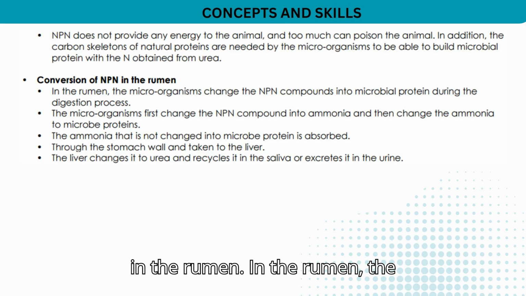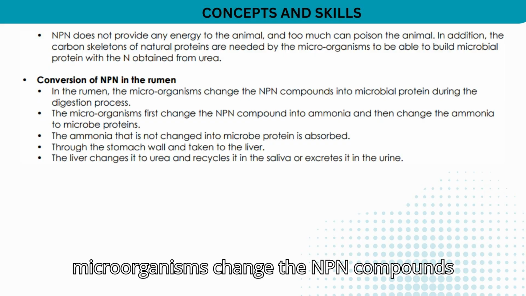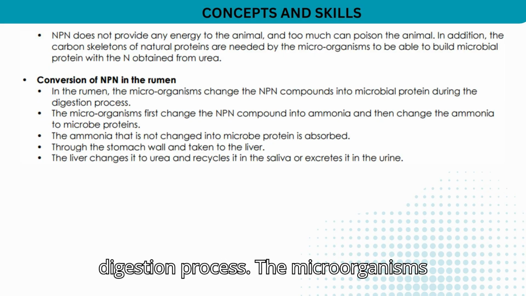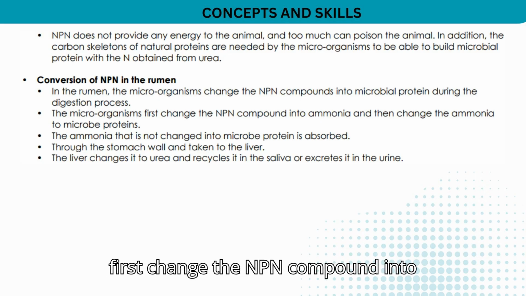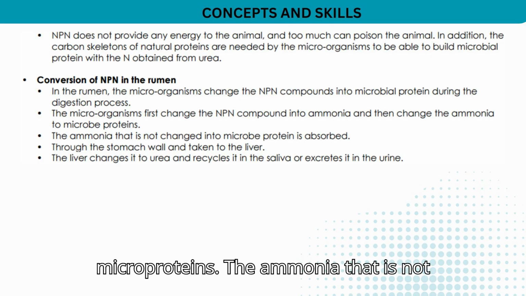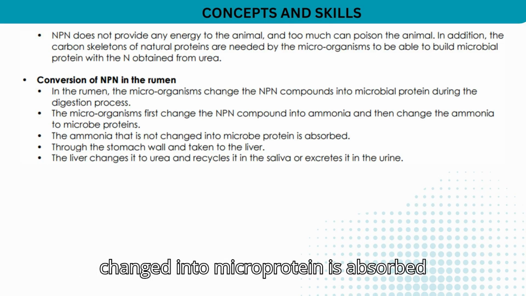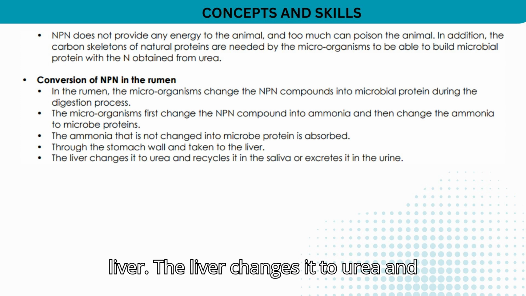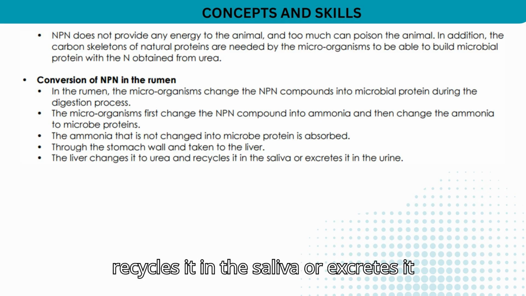Conversion of NPN in the rumen. In the rumen, the microorganisms change the NPN compounds into microbial protein during the digestion process. The microorganisms first change the NPN compound into ammonia and then change the ammonia to microproteins. The ammonia that is not changed into microprotein is absorbed through the stomach wall and taken to the liver. The liver changes it to urea and recycles it in the saliva or excretes it in the urine.